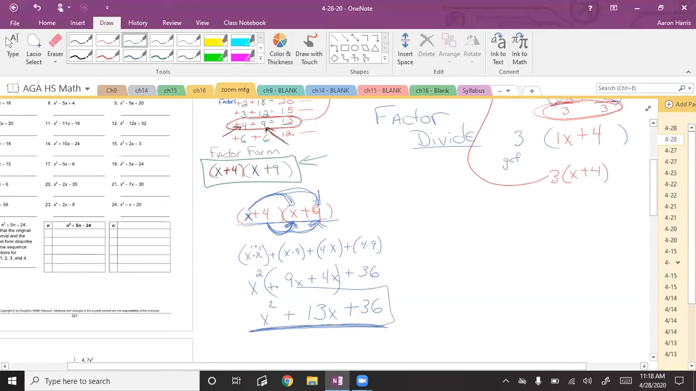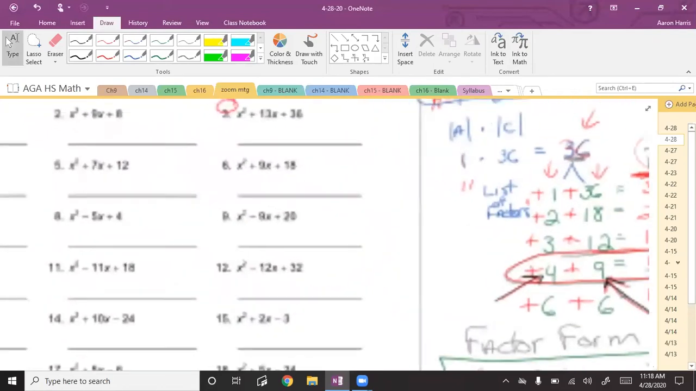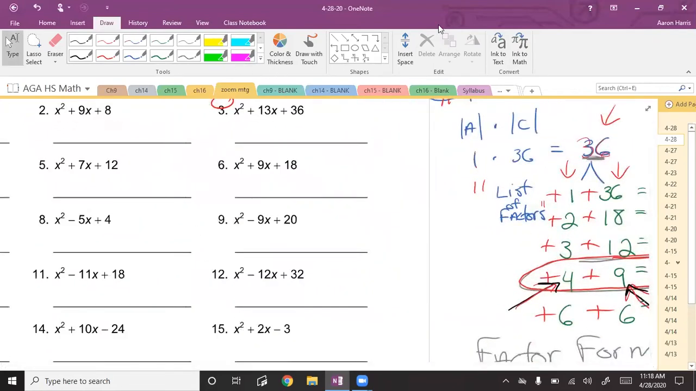X plus 4 times x plus 9. I'm confused. This right here, we multiplied. We distributed, correct? What does that equal? It equals that at the bottom. Good. Isn't that what we started with? Yeah. So isn't this the factored form? Mm-hmm. Isn't that the same thing I did right here on a smaller level? Does that make sense to you? Somewhat. All right, that's a good job. Keep working with it because you need practice.